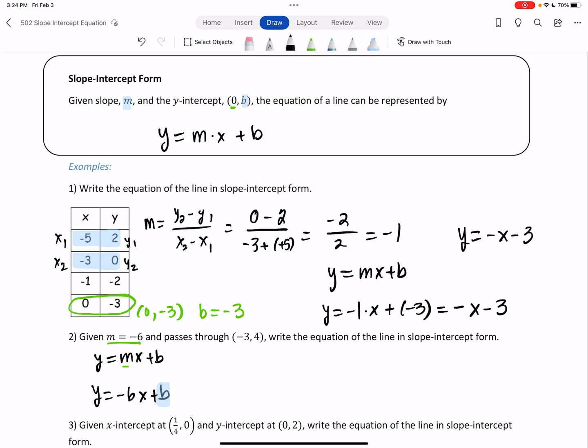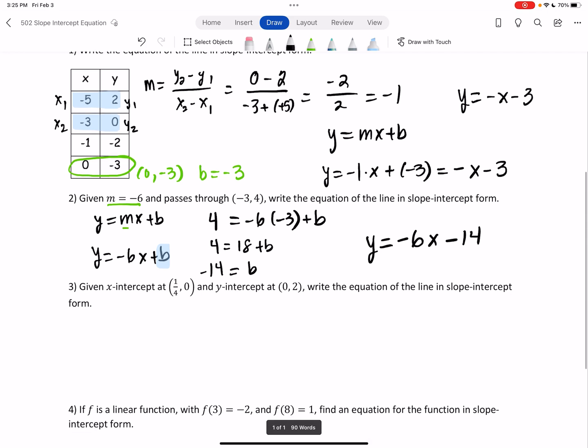So we can plug that in: when x is negative 3, y is 4. And then we're going to solve for b. Negative 6 times negative 3 is 18. Subtract 18 from both sides, b is negative 14. So now my equation looks like y equals, remember my slope was negative 6, negative 6x minus 14.